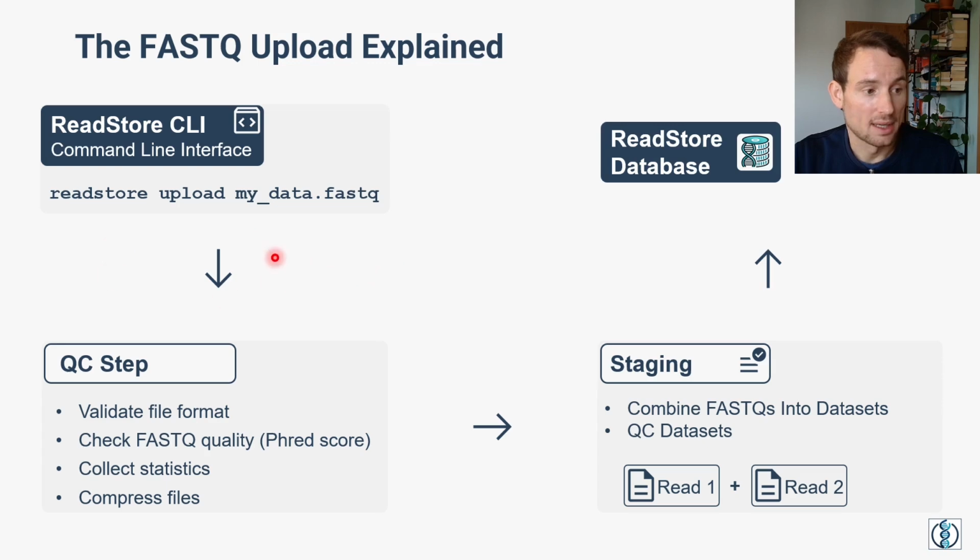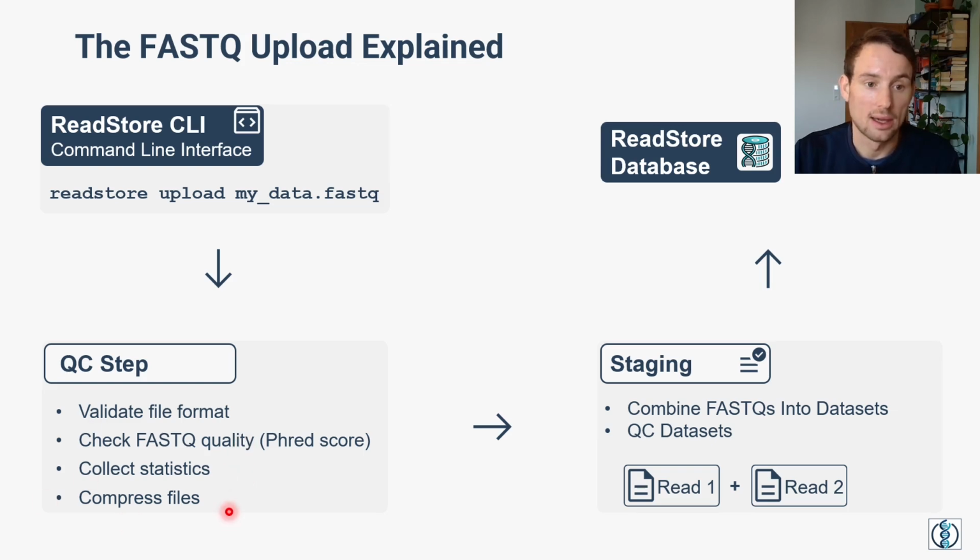And what is happening in the background after you call this command is the QC step. For those people that work a lot with NGS data, there's a software called FastQC that many people use, for instance, that is calculating the statistics on the FASTQ files. And this QC step is doing something very similar. So it's checking that it's really a FASTQ file that you upload and that it's not corrupted. It's collecting the FASTQ quality, the Phred scores, and then collecting statistics such as the number of reads.